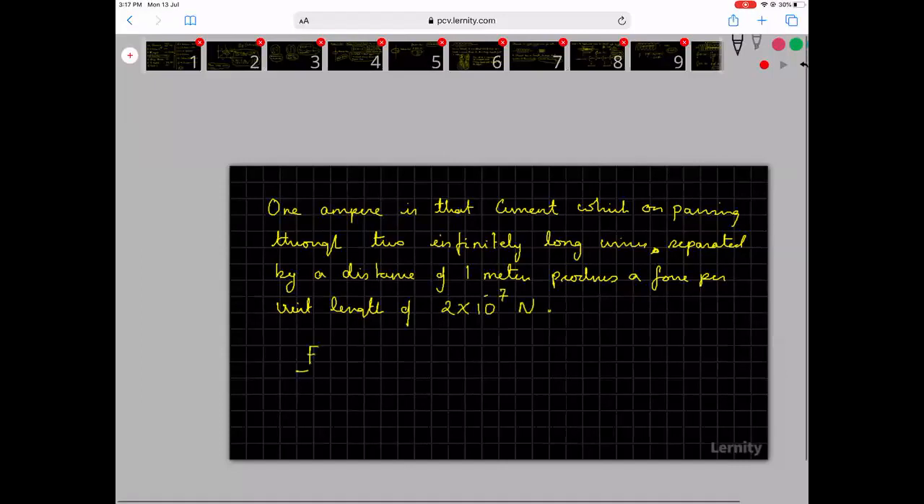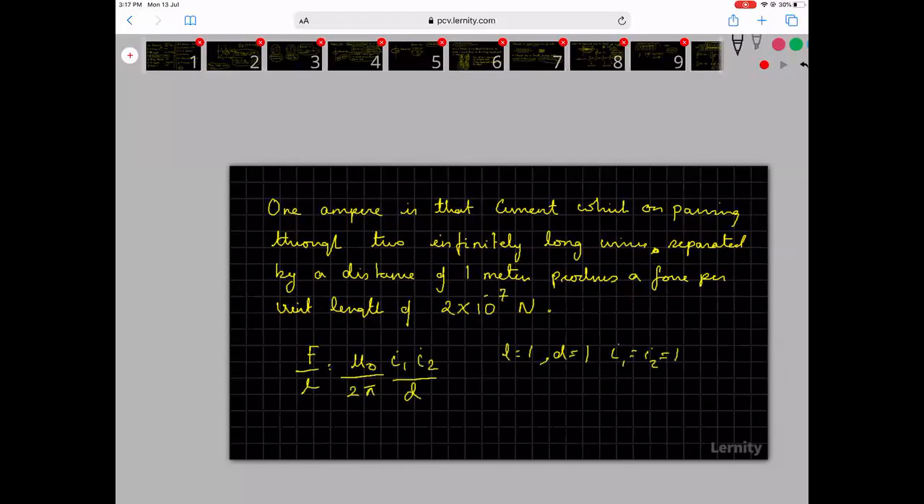So I said F by L is equal to mu naught by 2 pi I1 I2 by D. Now we are saying L is equal to 1, D is equal to 1, I1 is equal to I2 is equal to 1. What is the value for mu naught? 4 pi into 10 power minus 7 SI units divided by 2 pi, cancel. So that is 2 into 10 power minus 7 newtons. So this gives me the definition of 1 ampere.